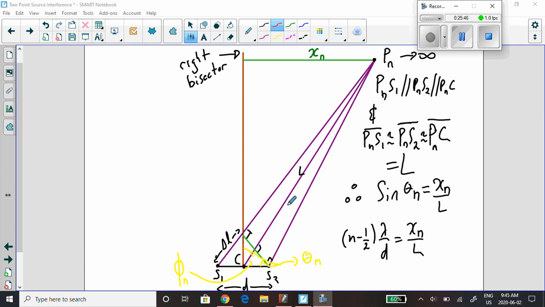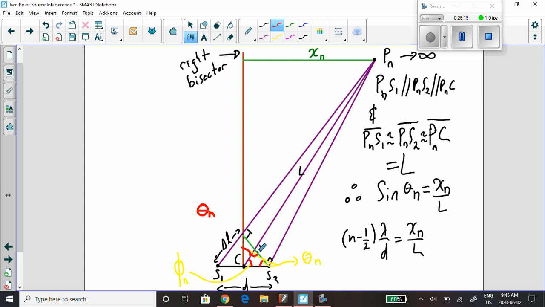So let's continue here. We still have our angle theta right in here. It's still theta n. Right here would be the complementary angle to theta, which I'm going to call phi n. So if that's theta n, that's phi n, and we've got 90 degrees in here, that means that this angle right here is also theta n. That's the angle from the right bisector to the middle line. That would also be theta n.